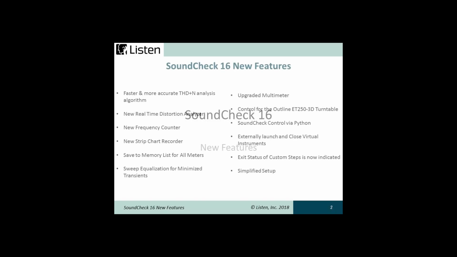These include a new THD plus N algorithm that is faster and more accurate, a new real-time distortion analyzer, a new frequency counter, a new strip chart recorder, saved to memory list for all meters, sweep equalization for minimized transients, an upgraded multimeter, control for the Outline ET250 3D turntable, SoundCheck control via Python, ability to externally launch and close virtual instruments, exit status of custom steps, and simplified setup.